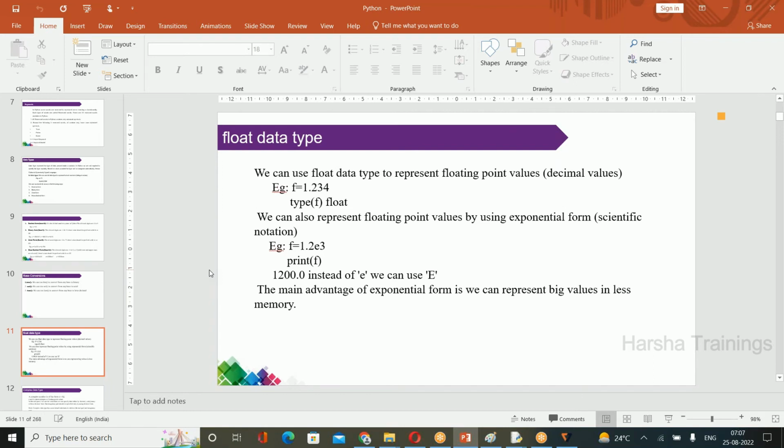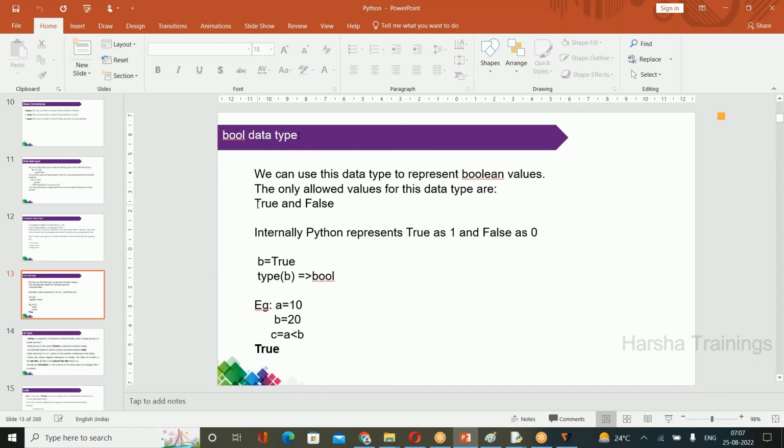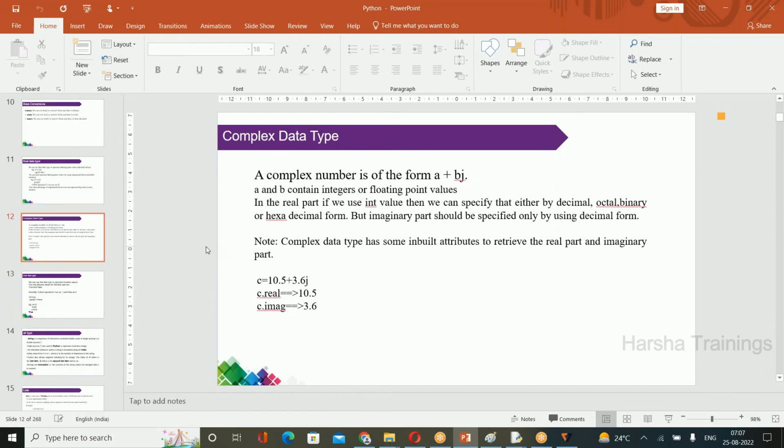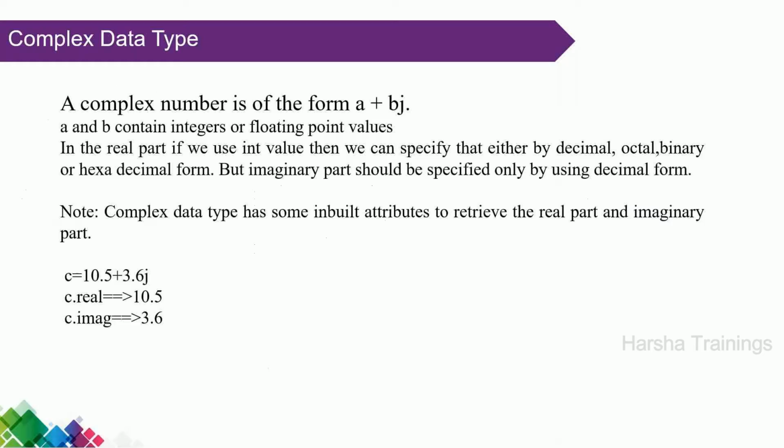So this is the float data type. And the third one is the complex data type. I think you know the complex data type from mathematics. Even if you don't, I will explain, no problem. If a number is represented in the form a plus bj, that number is called a complex number.